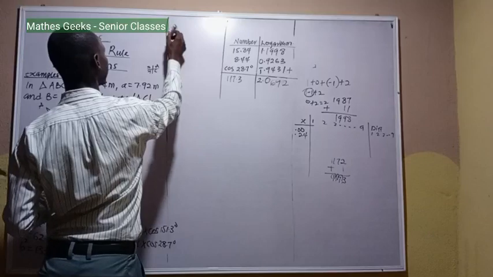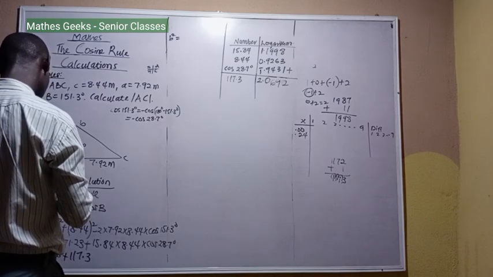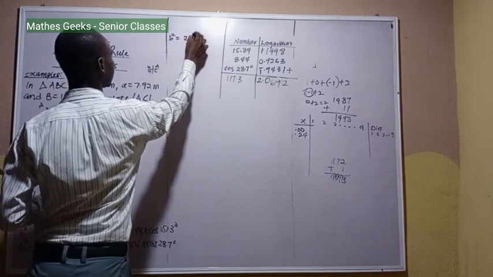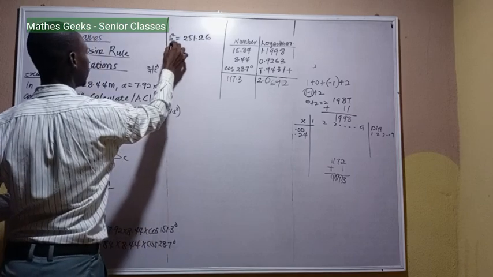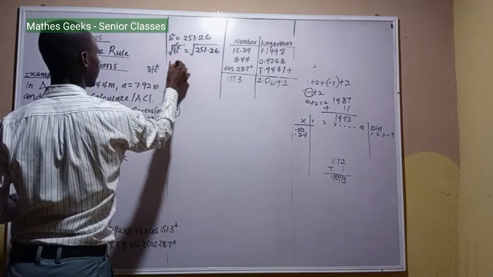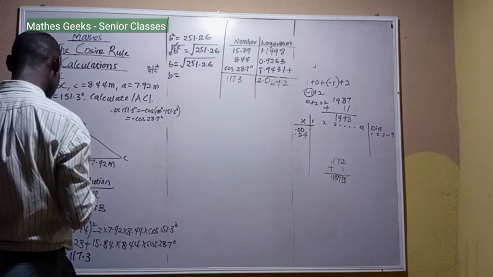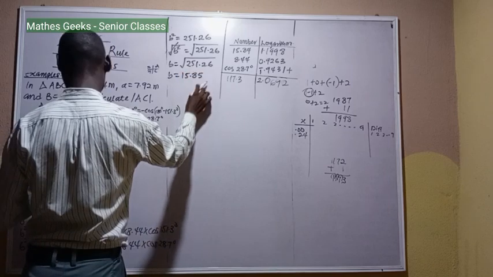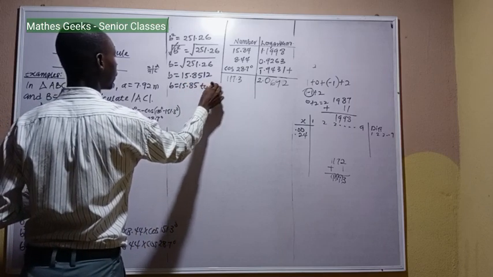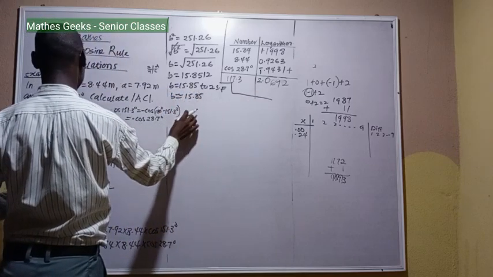So let's add up. b squared is equal to 133.96 plus 117.3. That will give us 251.26. We take the square root of both sides, so the square root cancels b squared. b is equal to the square root of 251.26. b is equal to 15.851, so b is equal to 15.852. To 2 significant figures, b is approximately 15.85 meters.